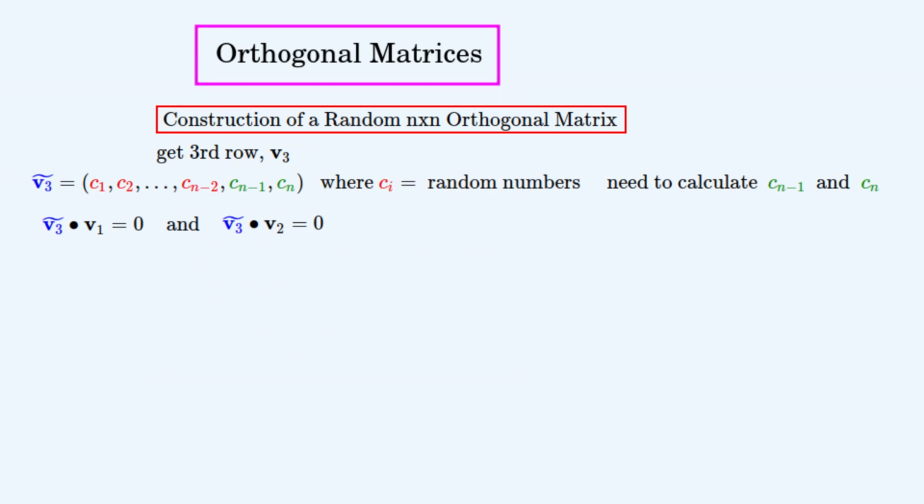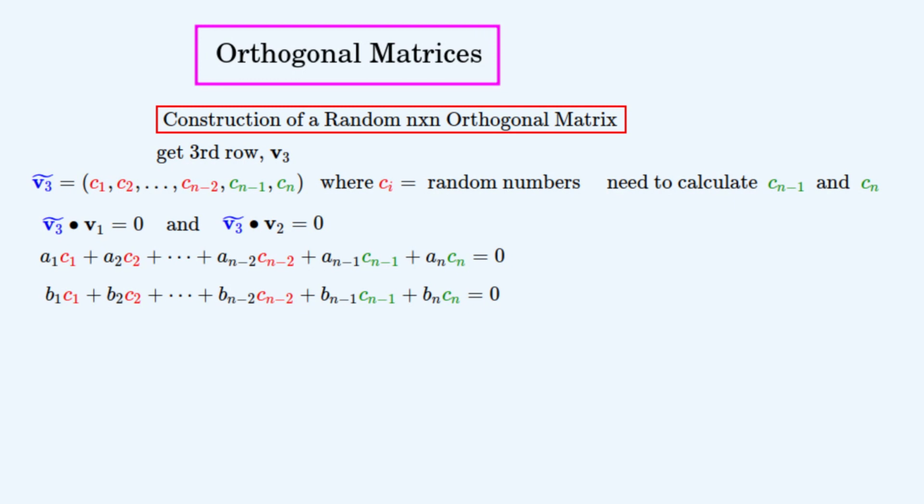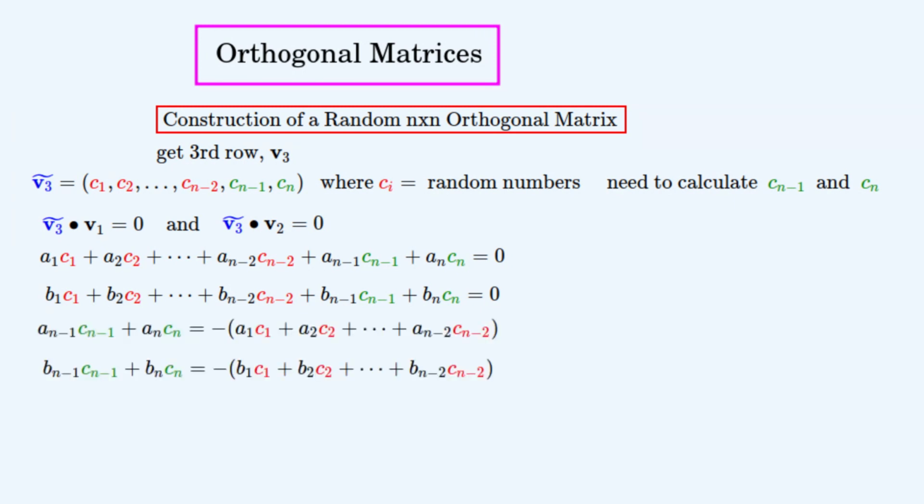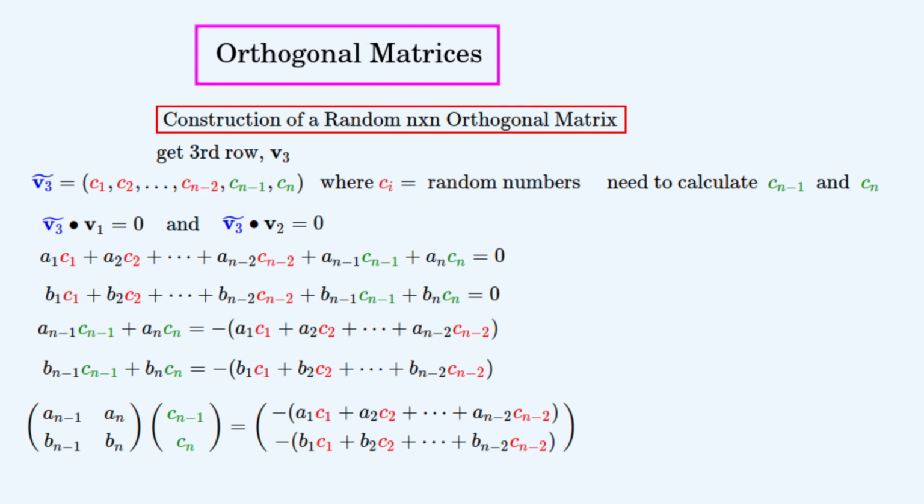Now to calculate the third row of this matrix. We'll get random numbers to fill all of the entries of this vector, except for the last 2 entries, which we'll have to calculate from all of the last entries. And we'll use these 2 dot product equations to find these last 2 entries. We'll expand out these dot products. We'll manipulate these 2 equations so that the 2 variables that we wish to calculate and that are in green are on one side, and the rest of the variables are on the other side. Then we'll pack these 2 equations up into this one matrix equation and solve it to find these 2 variables.